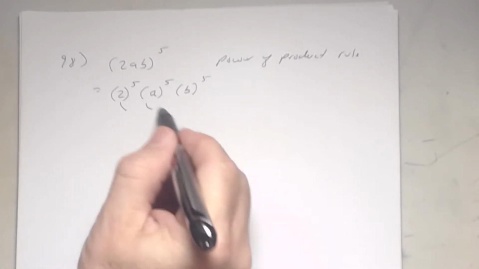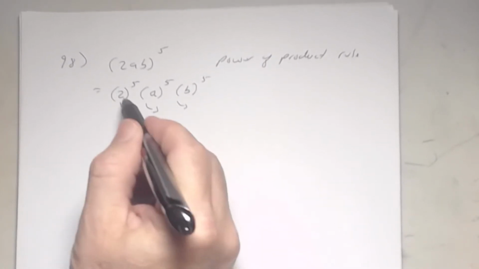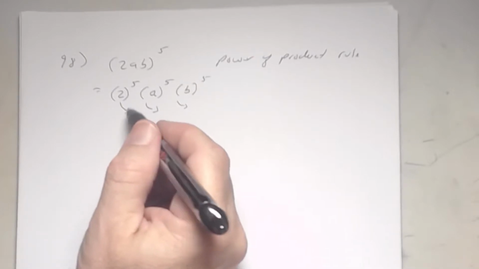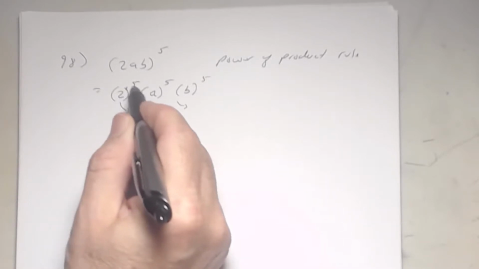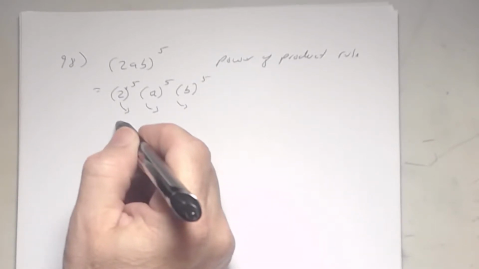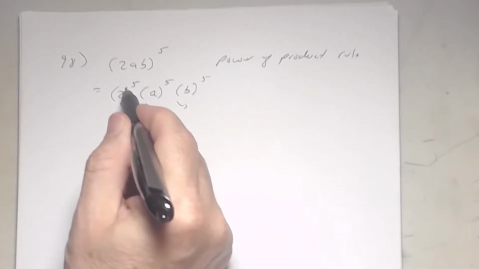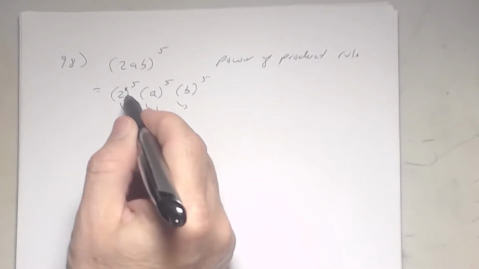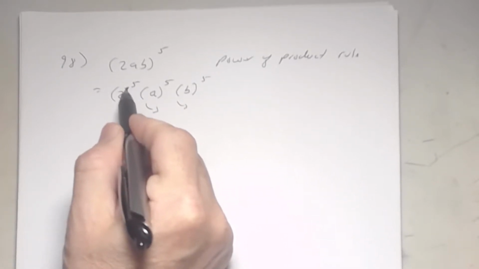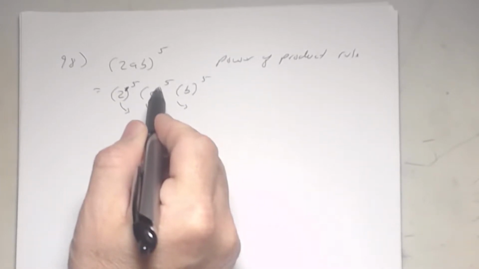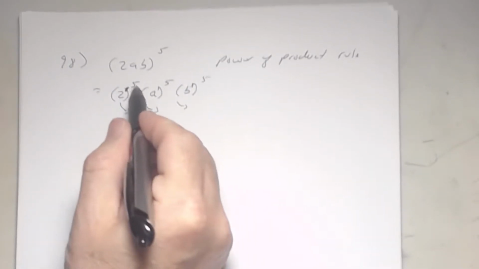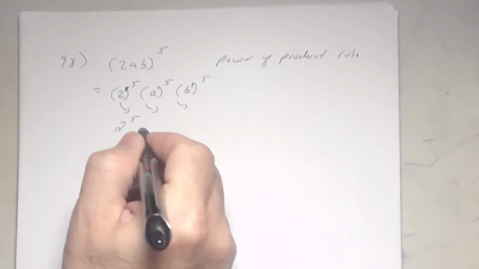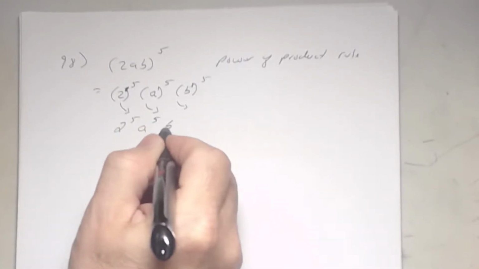Now, what will I use next? The power rule, because this is understood to be a 1, right? So 1 times 5 is 5. Yeah, that exponent right here, power raised to a power. So see right here that a is being raised to what power in the parentheses? 1. b is being raised to what power? 1. So 1 times 5 is 5. So that's 2 to the 5th. A to the what? 5th. B to the what? 5th.